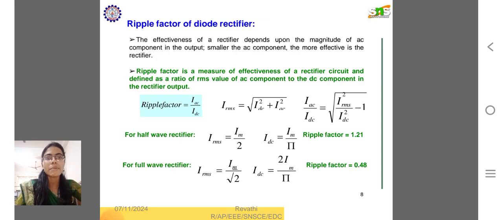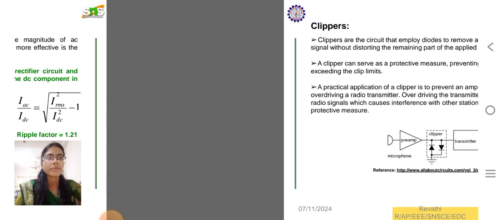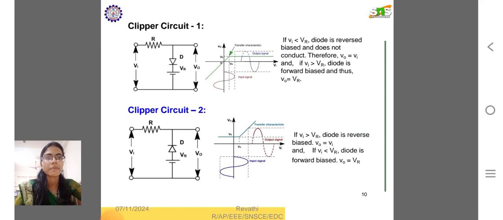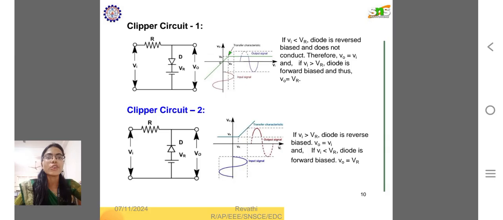The ripple factor is the measure of effectiveness of a rectifier circuit and is defined as the ratio of the RMS value of the AC components to the DC component in the rectifier output. Clippers are circuits that shape the wave without distorting the remaining part of the applied waveform. A clipper can be a protective measure, preventing a signal from exceeding the clip limit. In the circuit, a diode is employed with a resistor, where a positive clipper clips the positive wave and emits the negative waveform.